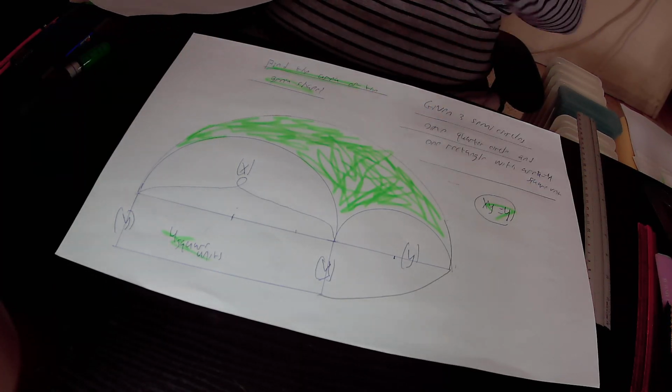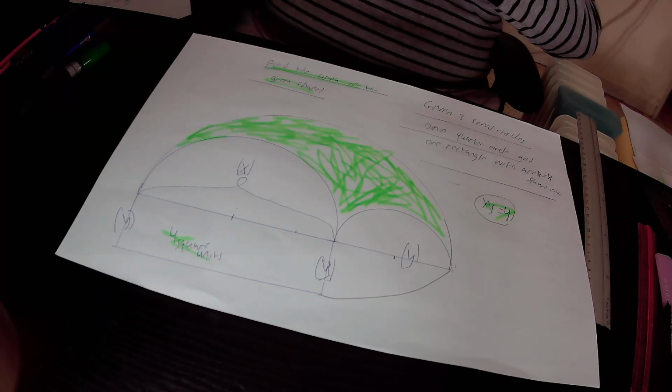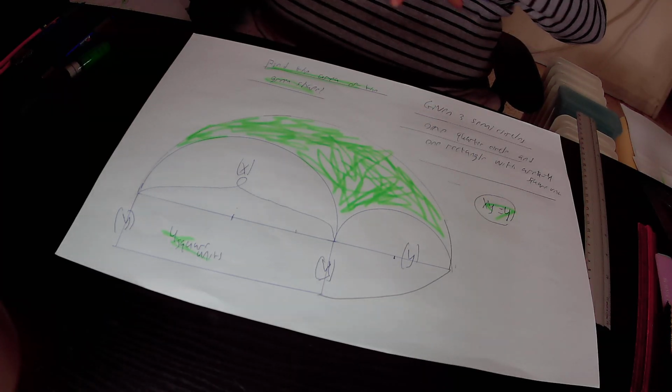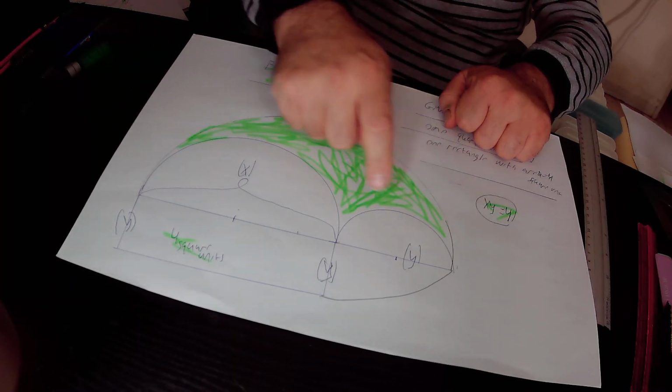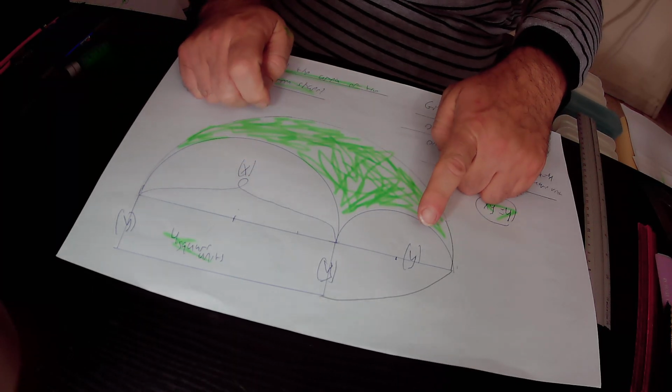Our task is to find out the area of this green shape. So what is the area of this green shape? From the drawing, it's very easy to see that the area of this green shape in total equals the area of the biggest semicircle minus the area of this medium semicircle minus the area of this smallest semicircle.